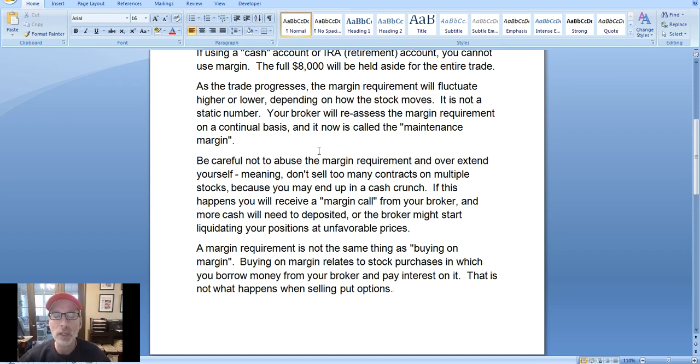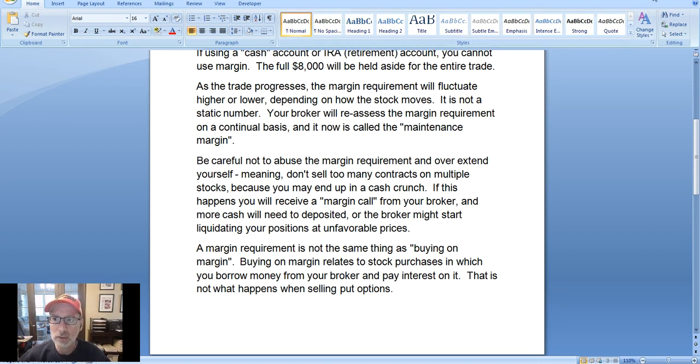When we sell put options, we are not borrowing money from the broker. We're not paying interest to anybody. The margin requirement is just used with cash that you already have in your account that's held aside while the trade is active. So you're not taking any kind of margin loan when you sell put options.